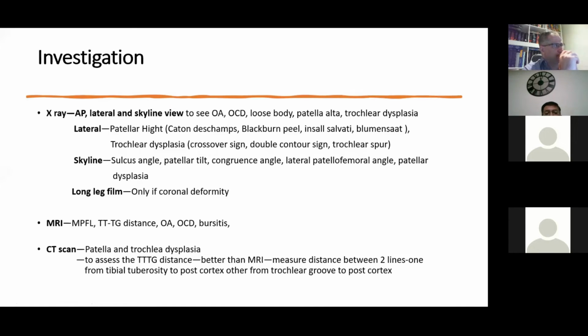arthritis. And we can do the CT scan to see the patellar and trochlear dysplasia and to assess the TT-TG distance. And this is a better way as compared to MRI to measure this one. In this, I will describe later on how to measure the TT-TG distance.